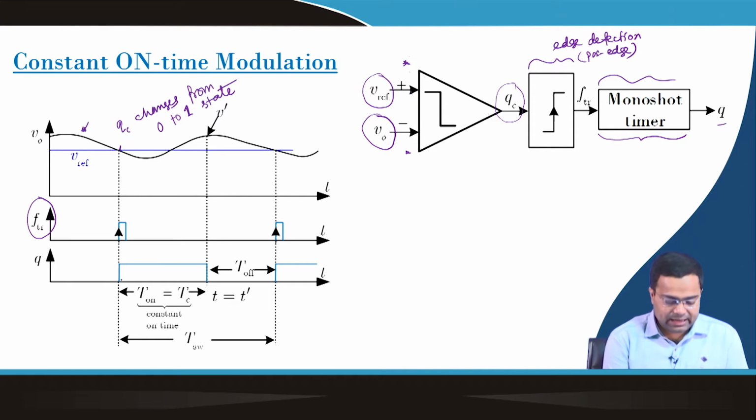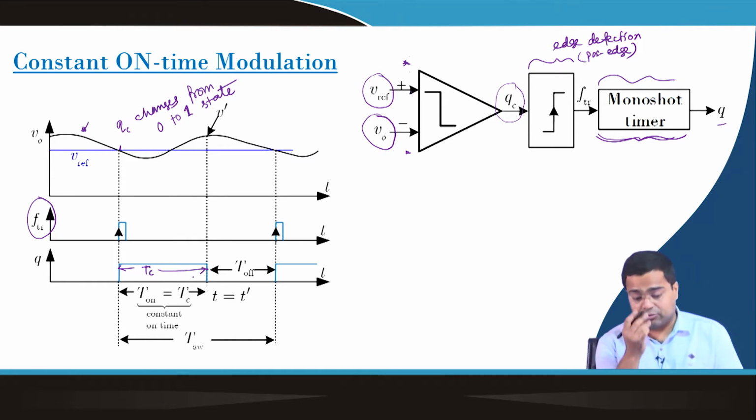Then it activates the monoshot timer, and the monoshot timer remains active till the counter value which is set, and during that time the output will be high. This is the on state of the DC-DC converter. Once the timing computation is over, the timer finishes its counting, then Q goes low, and it will remain low until the output voltage again reaches the VREF value.